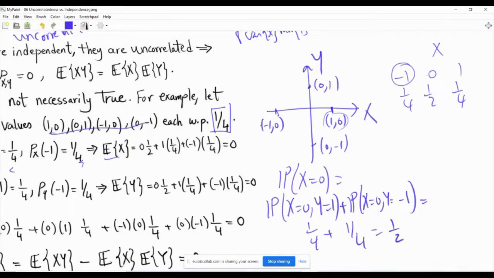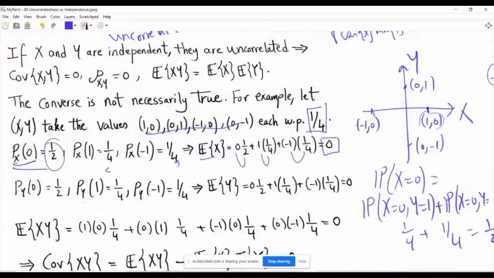What is the first moment? You take each possible value and weight it by the respective probability. So 0 times 1/2, 1 times 1/4, -1 times 1/4, and then you add, so the expected value of x will be 0. You can do the same for y. You find that y is 0 with probability 1/2, 1 with probability 1/4, -1 with probability 1/4, and its first moment is exactly equal to 0. X and y actually are identically distributed. So this is an example in which the two are identically distributed.